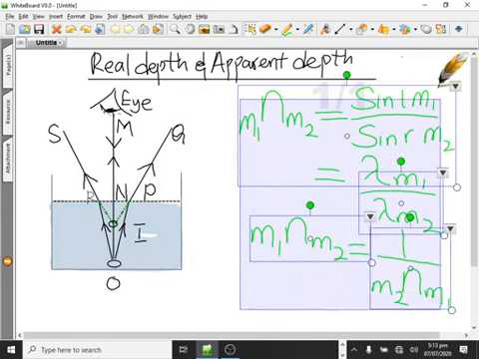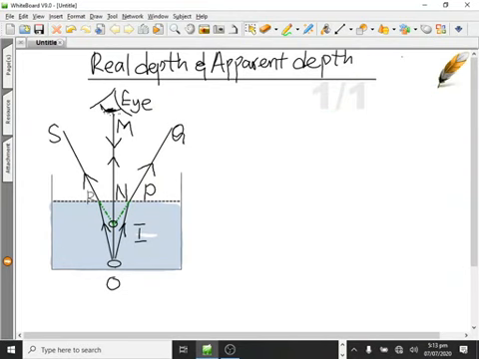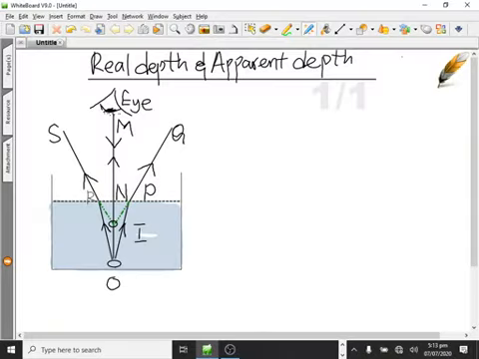Today we will be looking into real depth and apparent depth, like I said earlier, and I want to quickly explain this. Now, we are going to be looking at the first scenario of a pool, okay? This is our pool. You have your object that is being thrown into the pool at this very position. Let's call this point O.